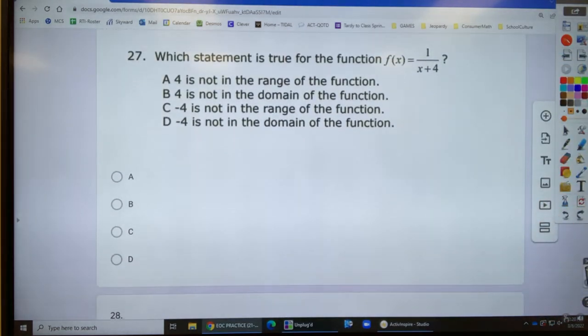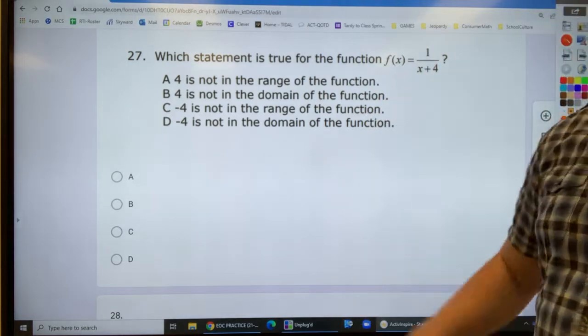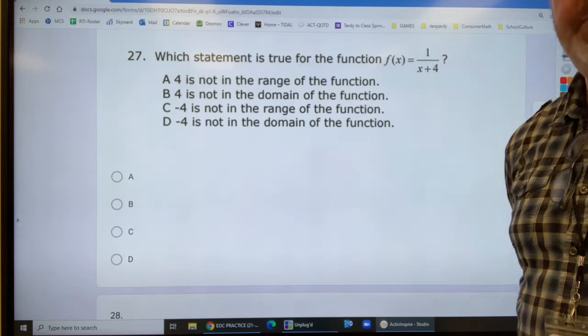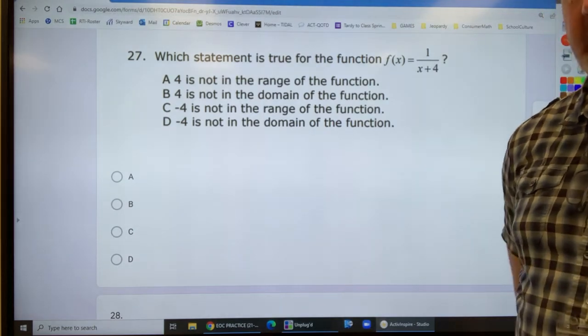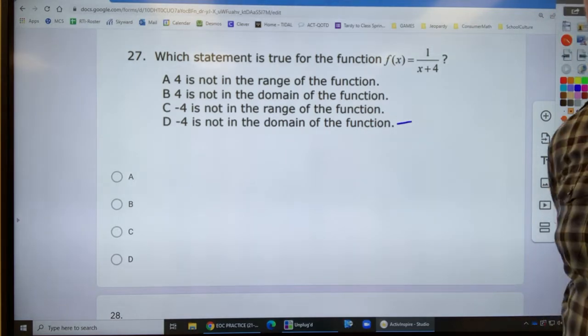Which statement is true for this function? You should immediately go, oh man, a -4 would give me a 0 on the bottom. That means that x cannot be -4. Since the domain is all of our x values, -4 is not in the domain.